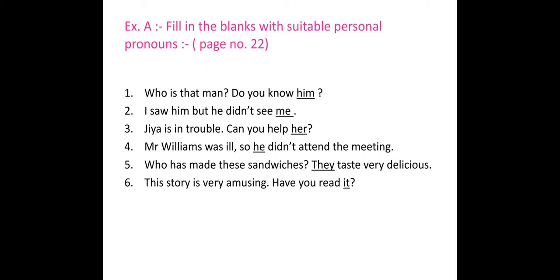Number 4. Mr. Williams was ill, so he didn't attend the meeting. So here answer is he. Number 5. Who has made these sandwiches? They taste very delicious. So here answer is they. Number 6. This story is very amusing. Have you read it? So here answer is it.